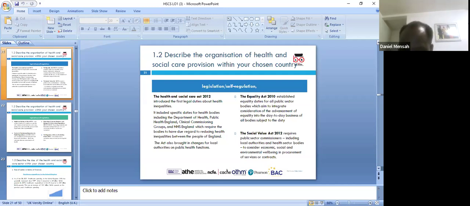The Social Value Act 2024 requires public sector commissioners, including local authorities and healthcare bodies, to consider economic, social, and environmental well-being in the procurement of services and contracts.